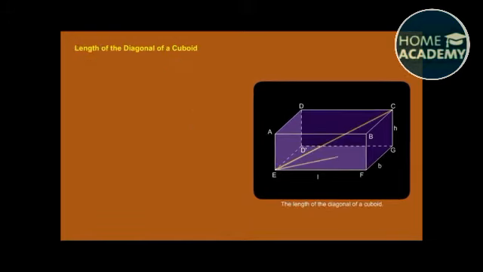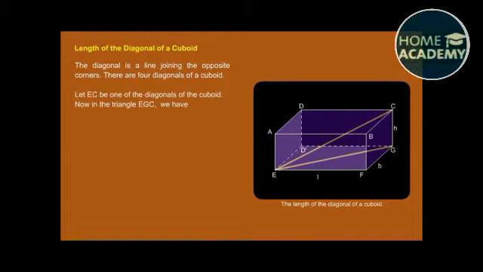Length of the diagonal of a cuboid. The diagonal is a line joining the opposite corners. There are four diagonals of a cuboid. Let EC be one of the diagonals of the cuboid. Now, in the triangle EGC, we have EG square is equal to EF square plus FG square is equal to L square plus B square.